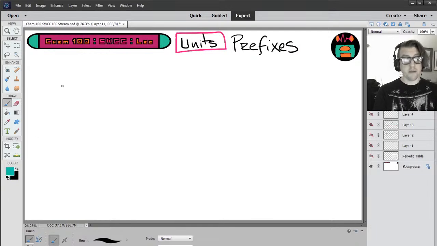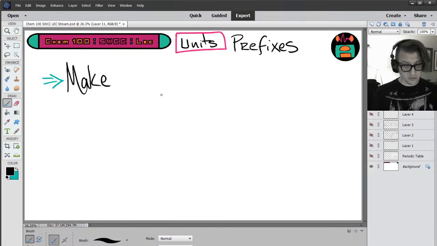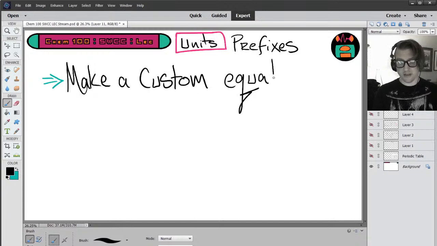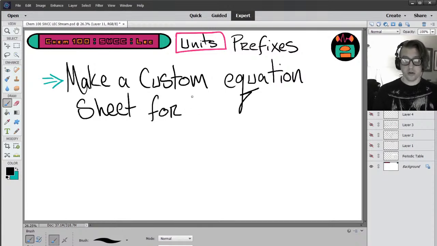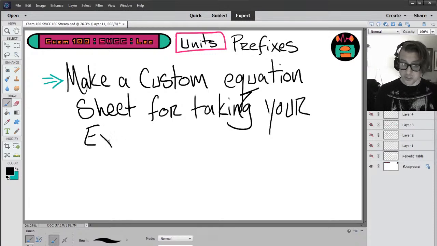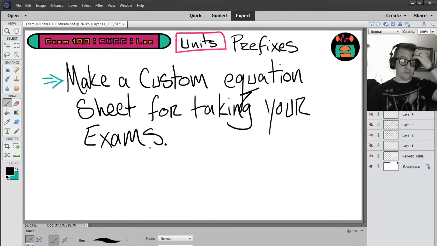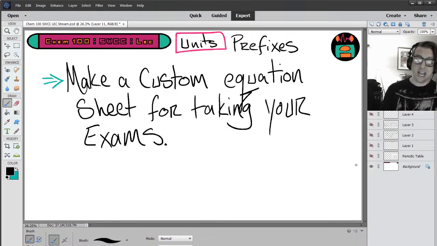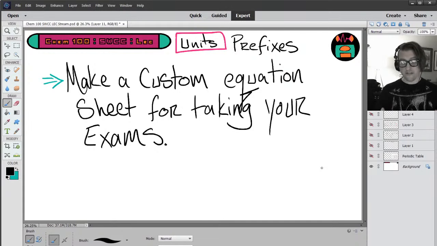But what I encourage you to do, all of you, is to make a custom equation sheet for taking your exams. If you start now, you can add to it as we move through the semester. When we talk about something that's important or an equation that you might want to remember, you can add it, and that way you can have this as a reference while you're taking your test. And if you're not going to memorize these, have these prefixes on your equation sheet. That way you'll have them at the ready. If you don't have them memorized, you'll be able to quickly look it up, apply it, and solve the problem. All right, infomercial over.